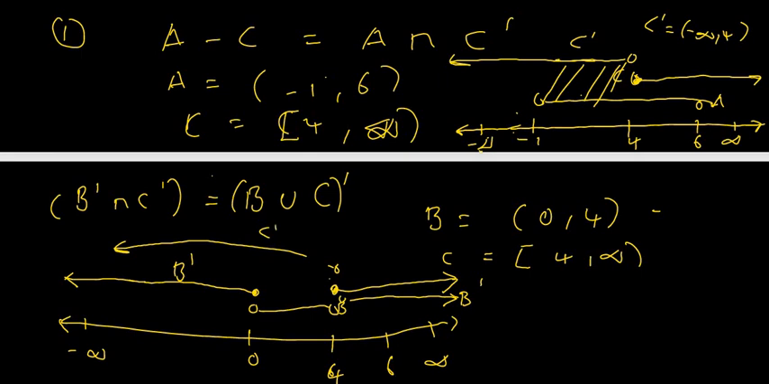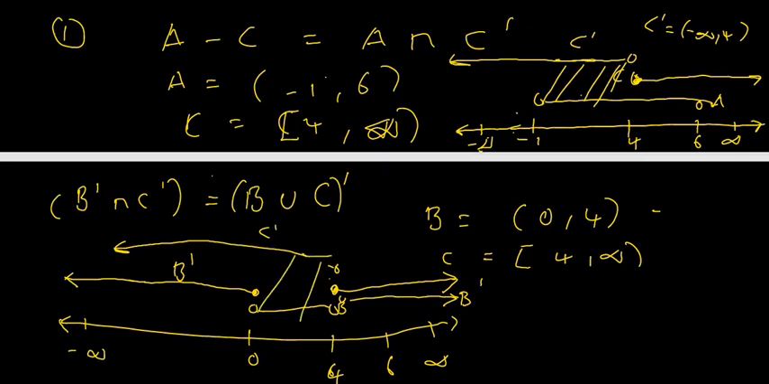This will be our C complement. Then from there, where are these sets intersecting? Where C complement and B complement? Here we can clearly see, or we can use this where the union of these sets, they are intersecting, meaning that it will be from here.